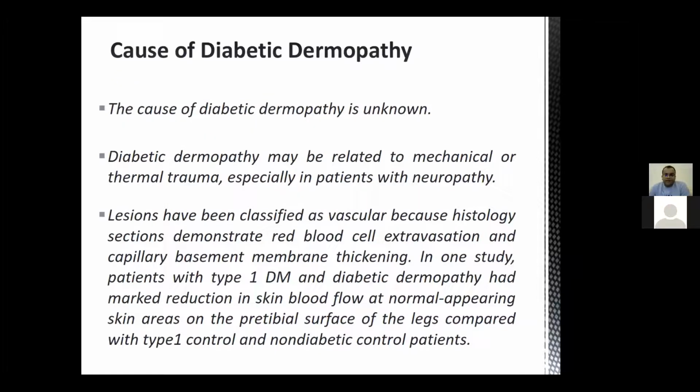Causes of diabetic dermopathy: the cause is mostly unknown and it may be related to post-trauma, mechanical or thermal, especially in patients with neuropathy. Lesions have been classified as vascular because histology demonstrates red blood cell extravasation and capillary basement membrane thickening. In one study, patients with type 1 diabetes and diabetic dermopathy had marked reduction in skin blood flow at normal appearing skin areas on the peritibial surface of the legs compared with type 1 controls and non-diabetic control patients.